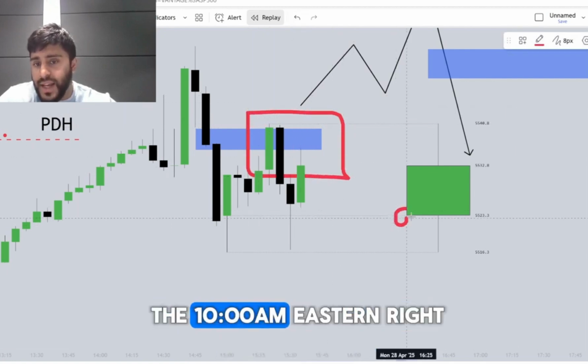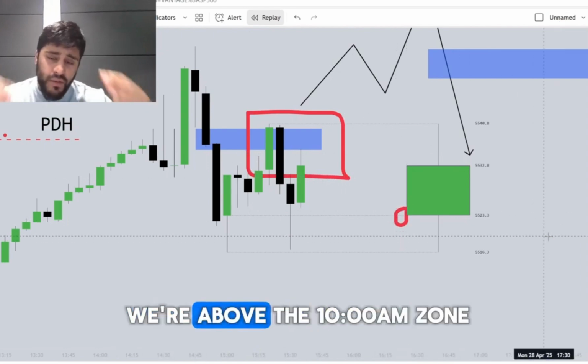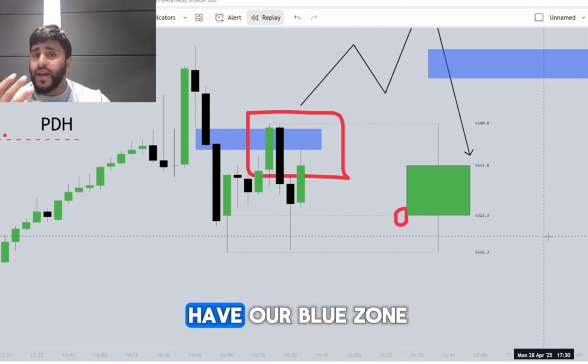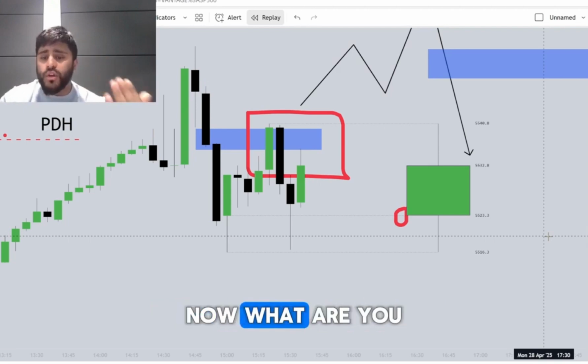Notice how we're above the 10 a.m. Eastern, right? This is important to understand. Now, we know that we're above the 10 a.m. Eastern, so we know where to trade from. We have our blue zone, our fair value gap. Now we need to know what to look for. Now, what are you looking for?